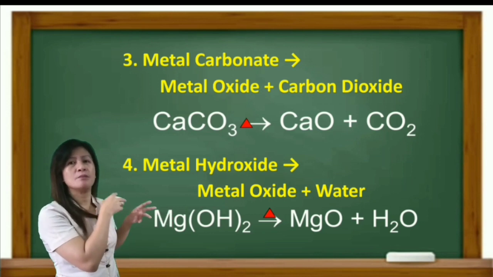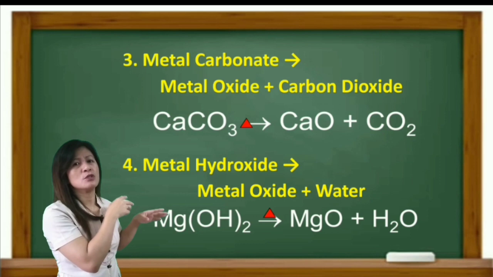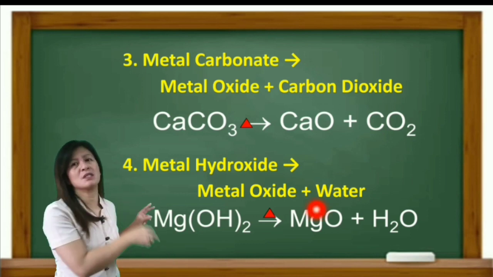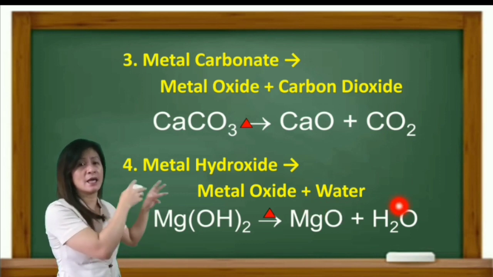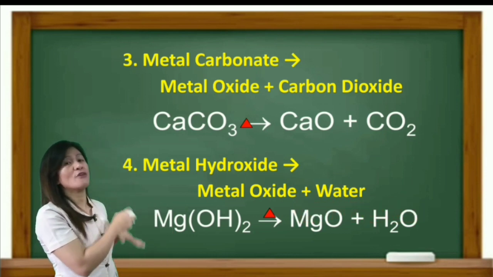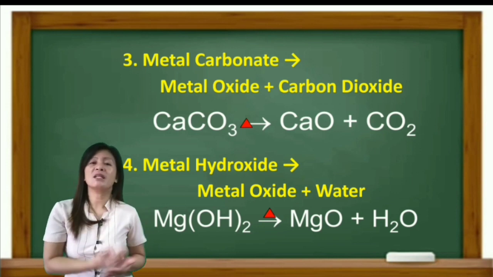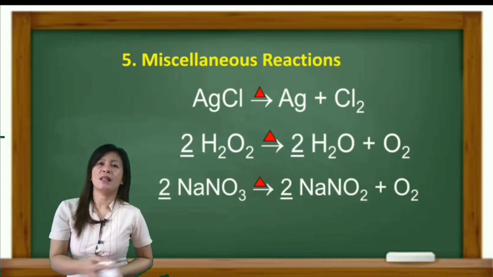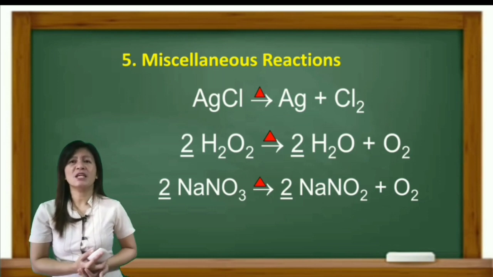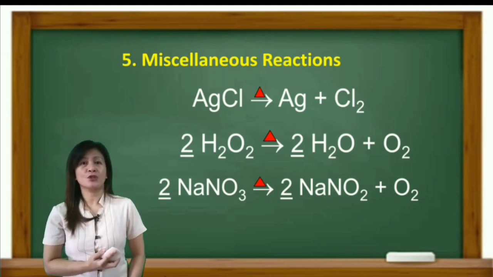When that compound, metal hydroxide, magnesium hydroxide, decomposes, it breaks down to form 2 substances, magnesium oxide and water. And then balancing the equation, you don't need any coefficient here because 1, 1, 1 coefficients already make the equation balance. For miscellaneous reactions, we have silver chloride, which is a binary salt.